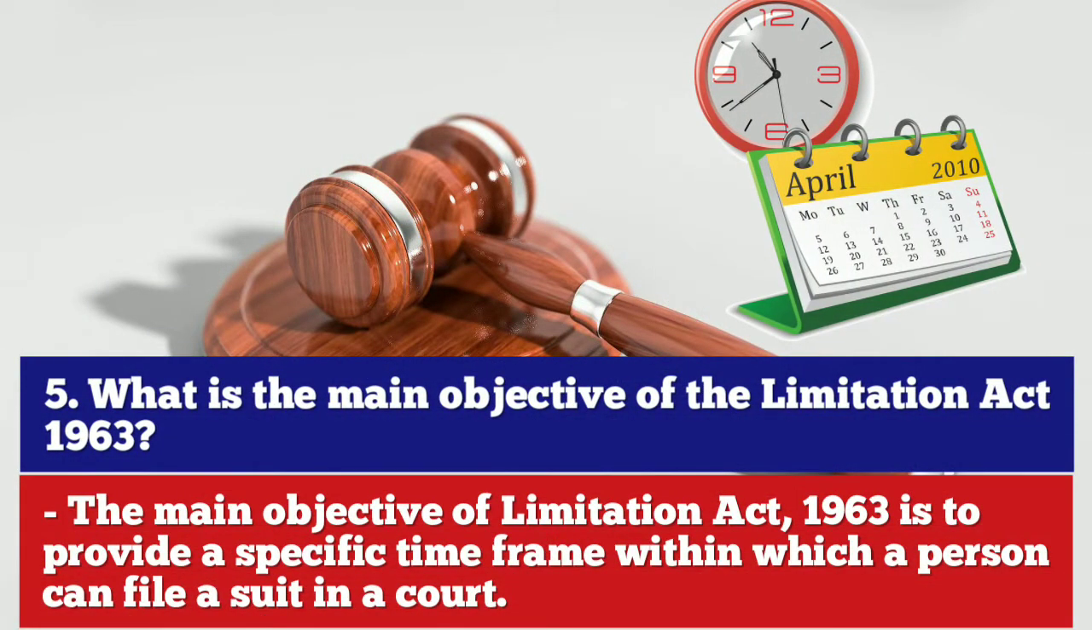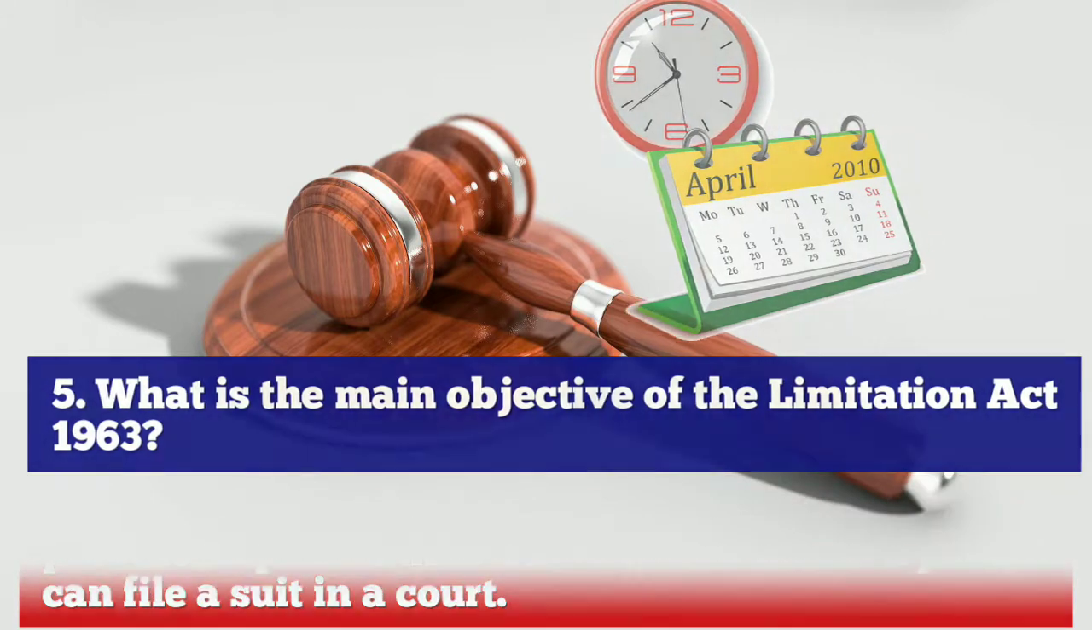Question 5. What is the main objective of the Limitation Act 1963? The main objective of the Limitation Act 1963 is to provide a specific time frame within which a person can file a suit in a court.